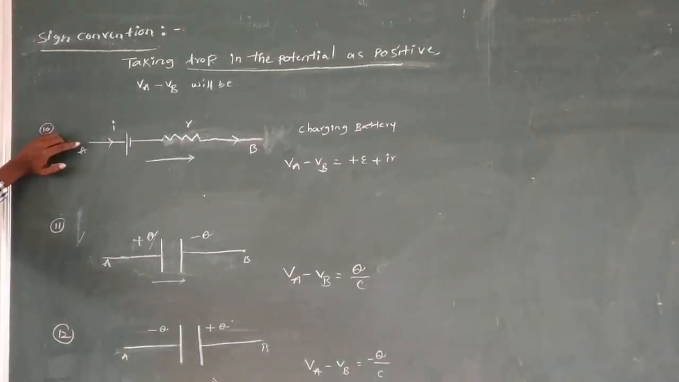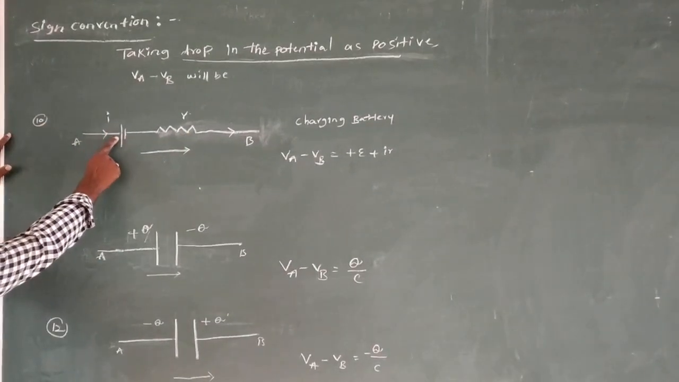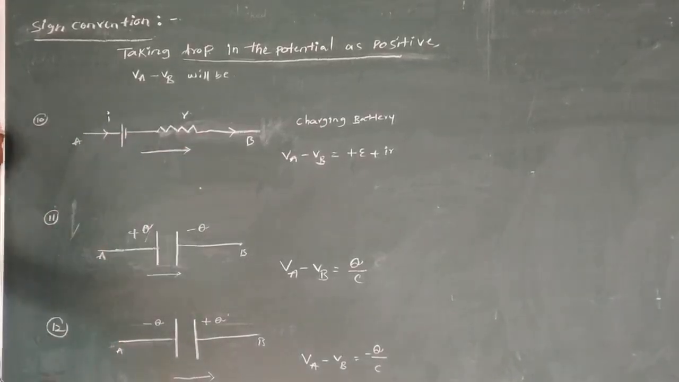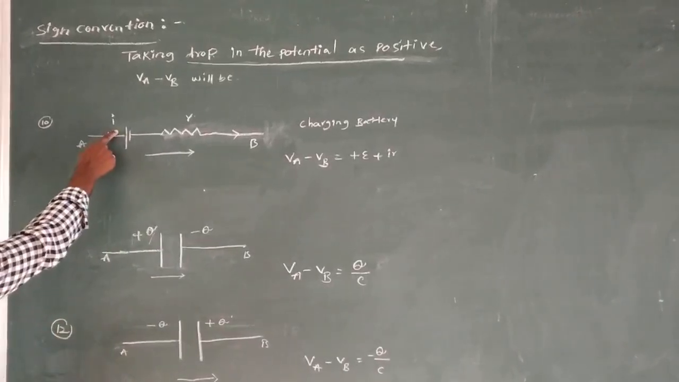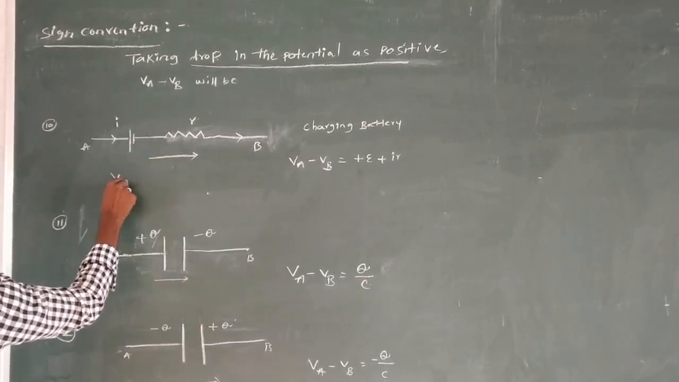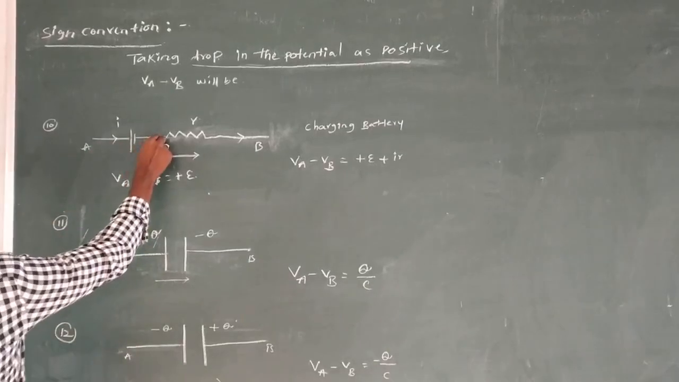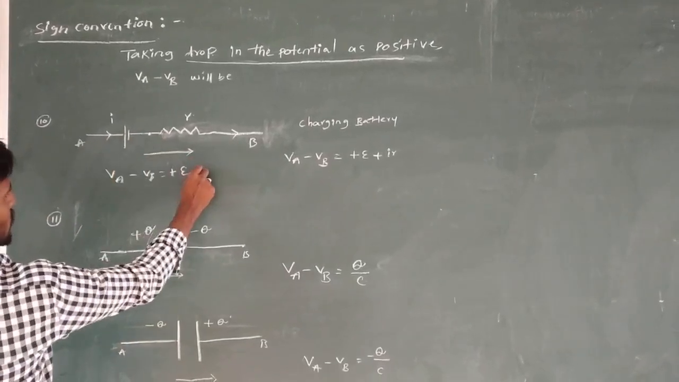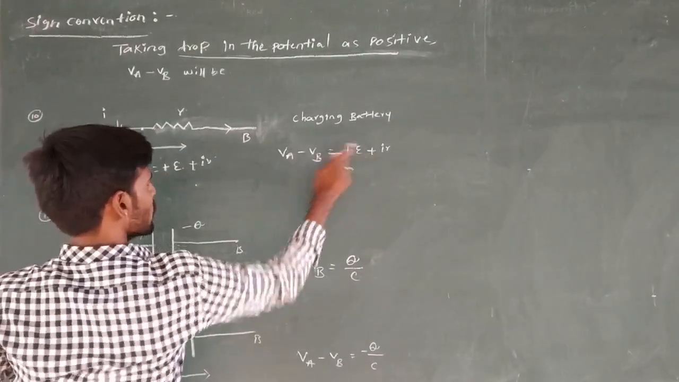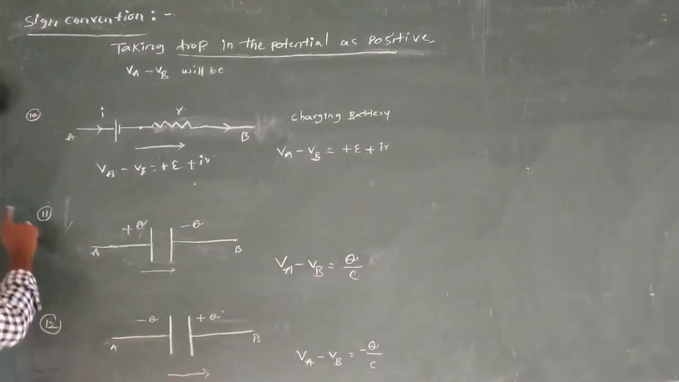Next diagram, an internal resistance is connected in a circuit. Current moves from higher potential to lower potential, so the direction also represents higher potential to lower potential. Your potential has dropped. So VA minus VB is equal to plus epsilon. In a resistor, going from higher to lower, the potential similarly drops. So VA minus VB will be plus epsilon plus IR.